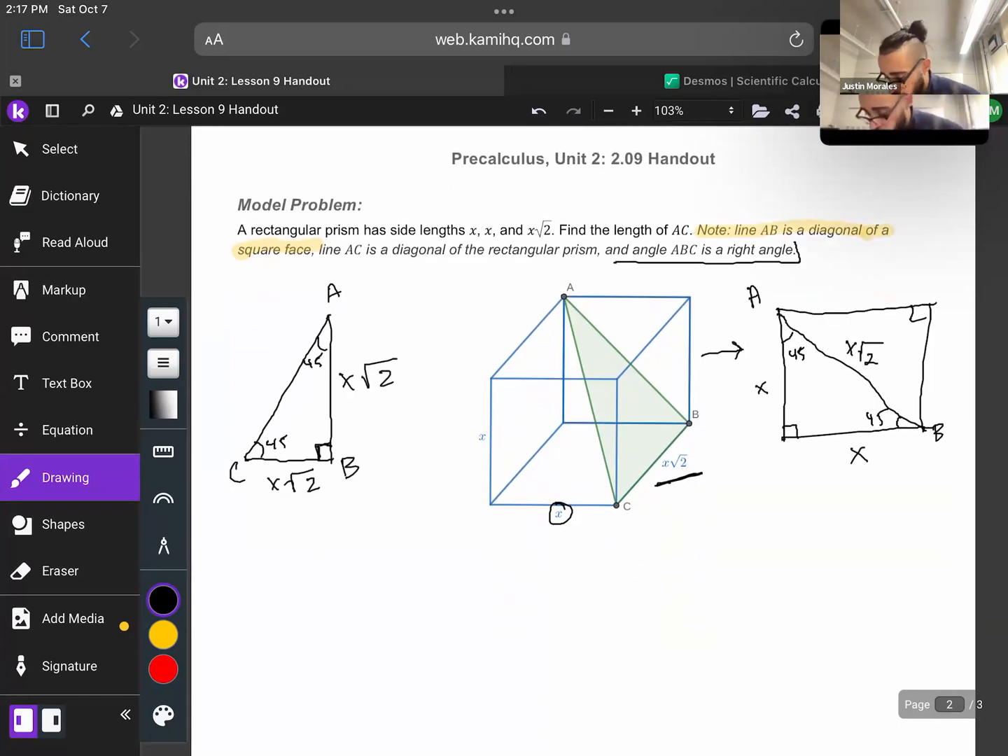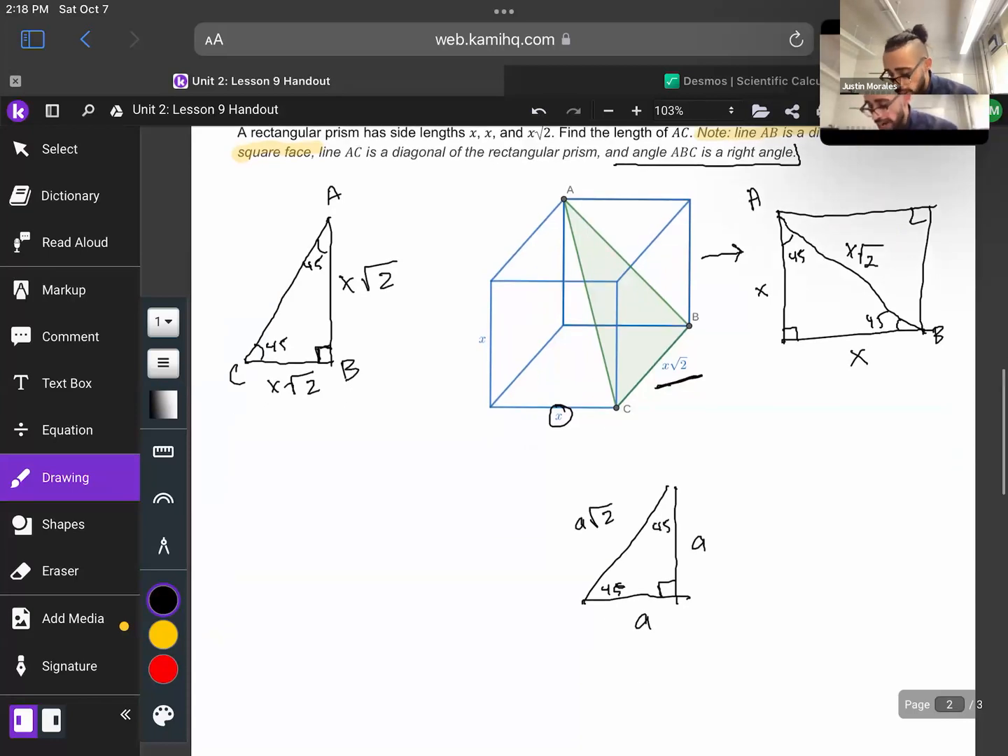First, I'm going to draw real quick a reminder of the general rule of a 45-45-90 right triangle. We will have a radical 2. For right now in this example, we're saying that our a is x radical 2. So now it's our job to figure out what a radical 2 is, or what the hypotenuse is.